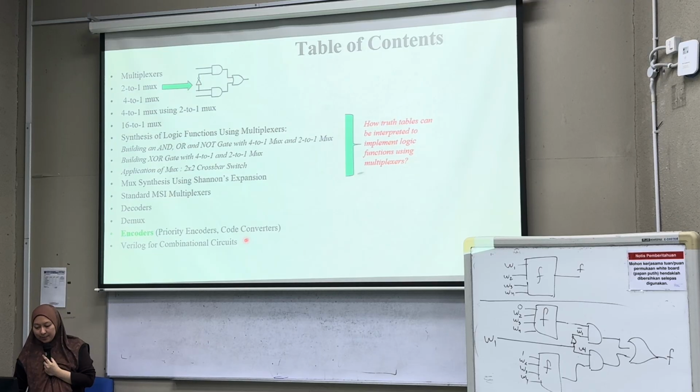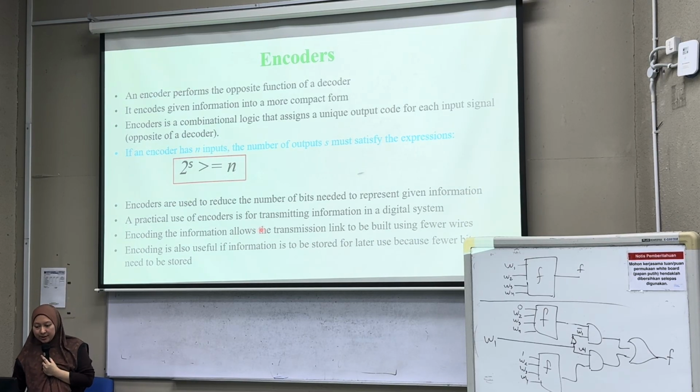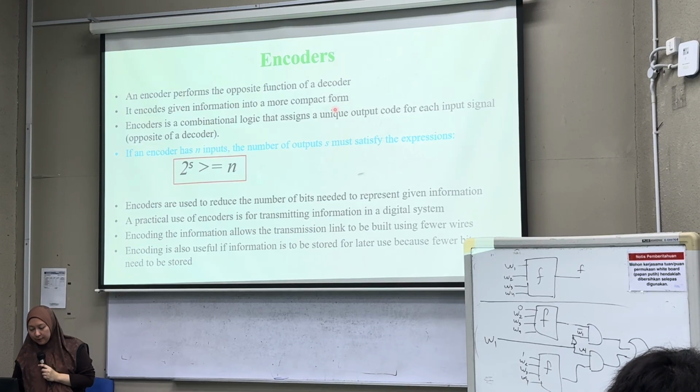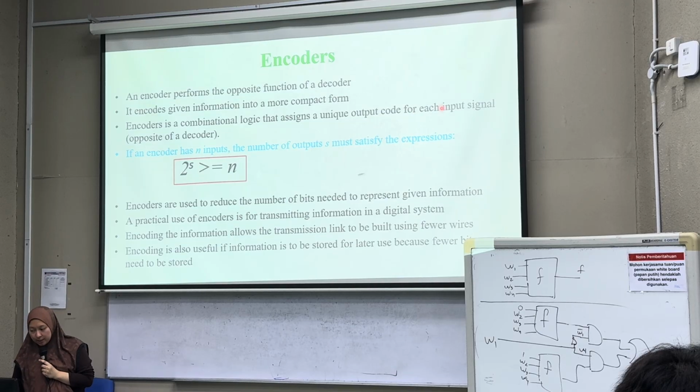Encoders. I've got 2 examples, priority encoders and code converters. Encoders perform the opposite function of a decoder. It encodes input information into a more compact form. An encoder is a combinational logic that assigns a unique output code for each input signal, the opposite of a decoder.